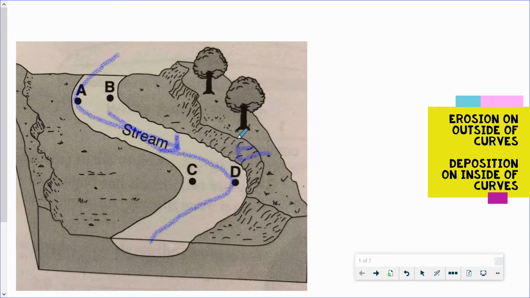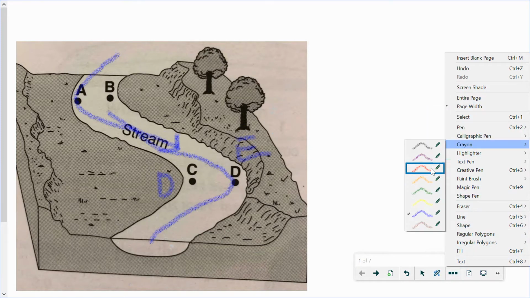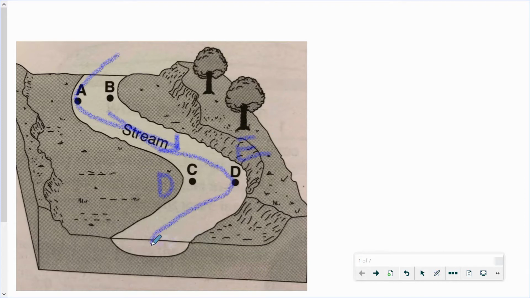Okay, it's really hard to write with a computer mouse. And more deposition is over here. So outside is erosion, inside is deposition, and right in the middle on a straight section is where the water flows the fastest. And if I get real fancy here and switch to a red crayon, the fastest flowing water is going to be just under the surface in the center of the stream on a straight section. It would be on the outside on a curved section.